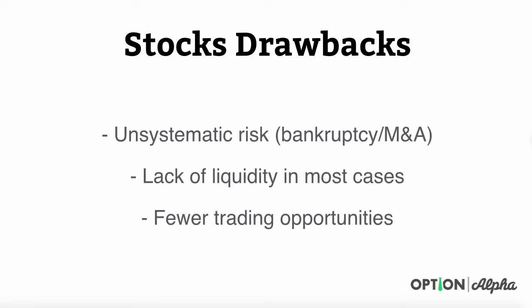Now, obviously, some of the big drawbacks to trading stocks is the unsystematic risk. So that risk of immediate bankruptcy overnight, or a company getting bought out in an M&A deal, something like that might cause the stock to make a huge gap in one direction.